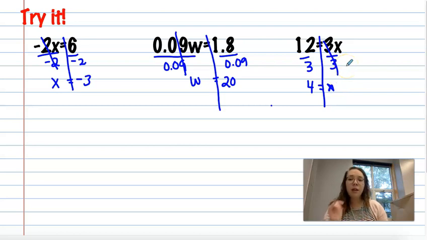Okay, that's it for our notes for today. Again, your paper should look like mine. And now you're moving on to your Delta Math assignment.